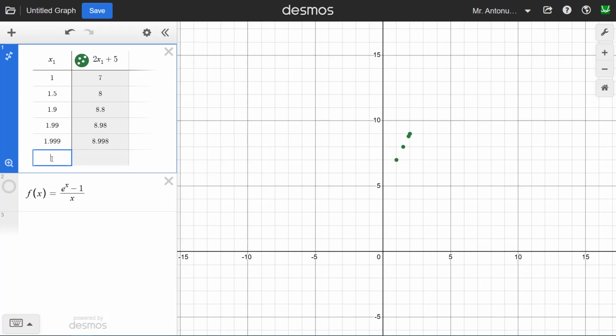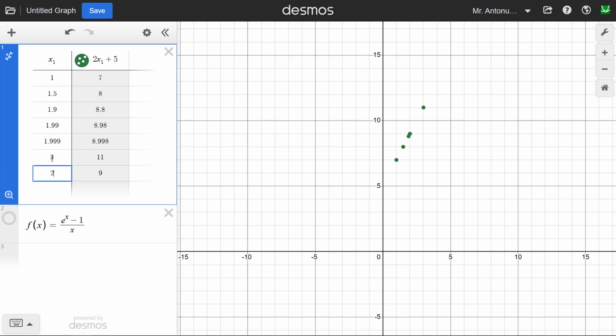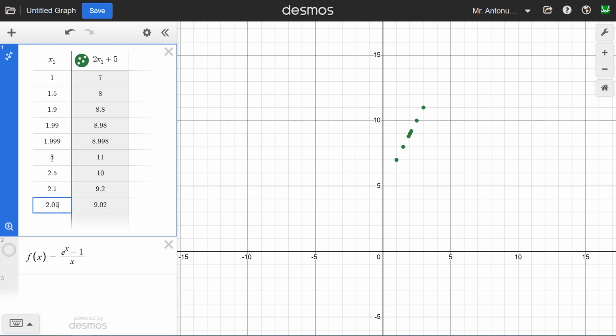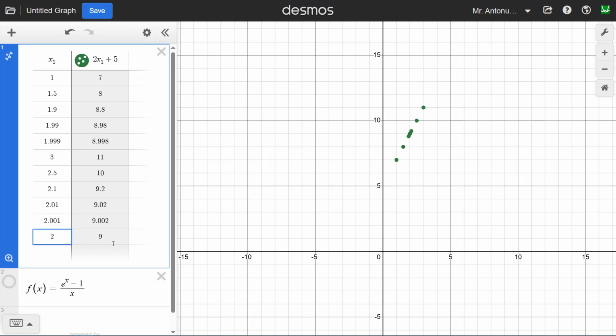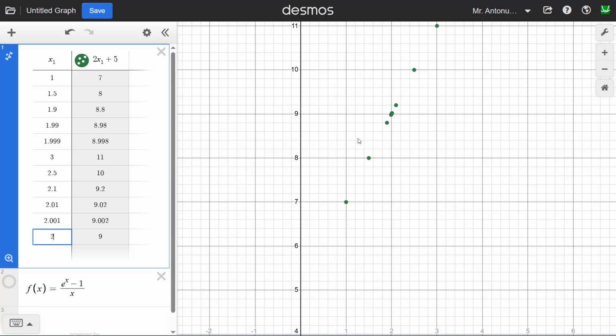The other thing we want to do is approach it from values greater than 2. So if we start at 3 and then get progressively closer, like 2.5, 2.1, 2.01, 2.001, and you could see that the y values again are getting closer and closer to 9. Now this function is defined at x equals 2, so you can get the exact value. But remember, the exact value is not what we're after. We're after the limit as x approaches 2. Now it is 9, so we have that there.